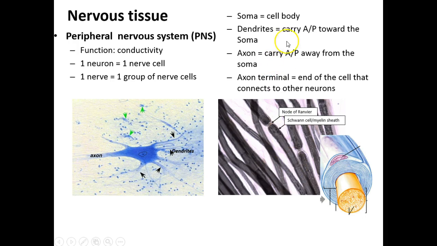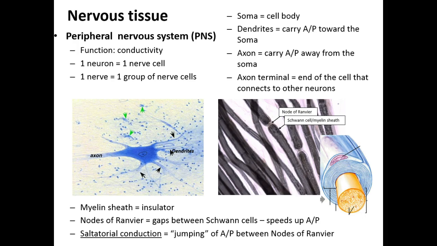So the difference between the dendrites and the axons really is that dendrites are going to carry the action potential this way, and the axons are going to be carrying it away from the soma. So dendrites toward the soma, axon away from the soma. And then you have the axon terminal. We looked at axon terminals in lecture yesterday. So the space right before that synapse when we looked at the neuromuscular junction, right? So the very end. So the myelin sheath, this is an insulator, and again, nodes of Ranvier, gaps that speed up action potentials, and we call that saltatorial conduction, right?